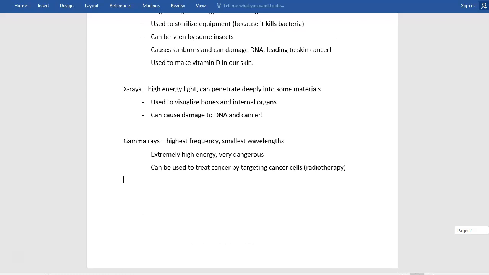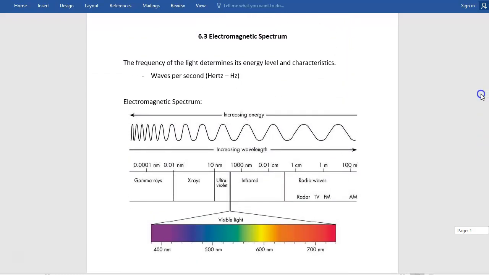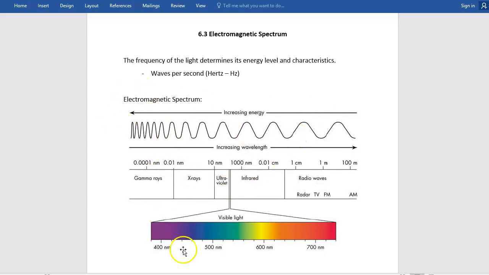Anyway, that's the end of the notes. Hopefully that was a good overview of our electromagnetic spectrum. You'll be doing a worksheet with a slightly different version of this diagram and answering questions from that diagram. So hopefully it'll make sense.